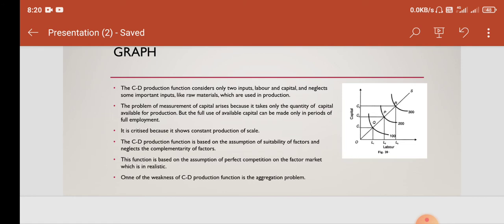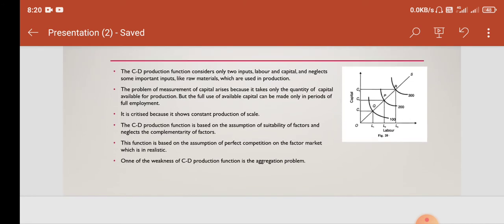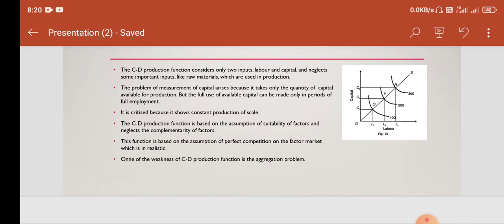3. It is criticized because it shows constant returns to scale. 4. The CD production function is based on the assumption of substitutability of factors and neglects the complementarity of factors. 5. This function is based on the assumption of perfect competition in the factor market, which is unrealistic. 6. One of the weaknesses of the CD production function is the aggregation problem.